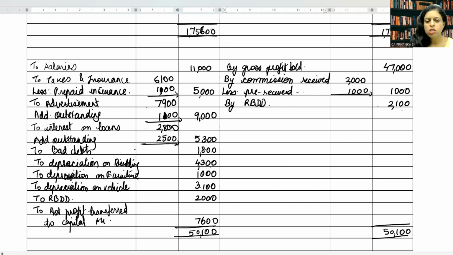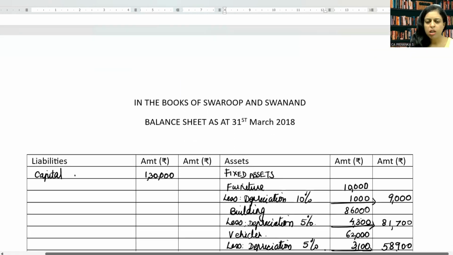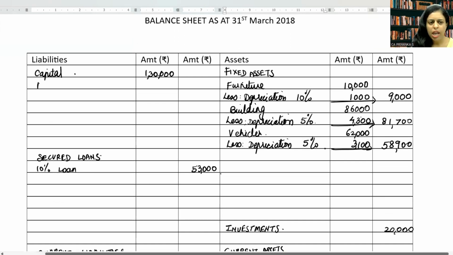Fine. So we have closed our trading account and the profit and loss account and got a profit of 7,600. Now, where do I put this profit? It's going to get added to your capital account, 7,600. So here I am going to write in the capital account, add profit for year 7,600. So this I take in the outer column 1,37,600.